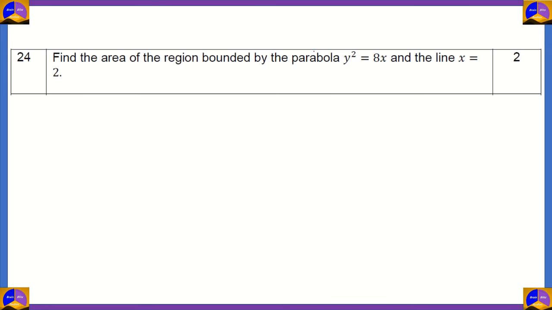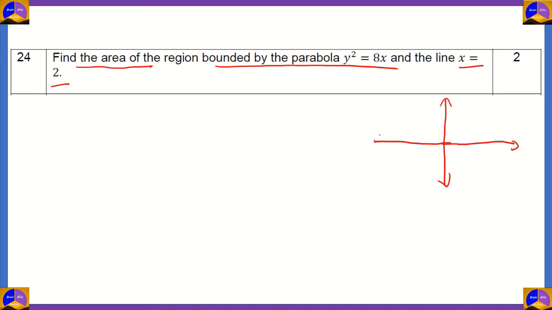Let's look at question 24. Find the area of the region bounded by the parabola y squared equals 8x and the line x equals 2. The first step is to draw the graph, because if you draw the graph, then you'll make sense of what you want to integrate.